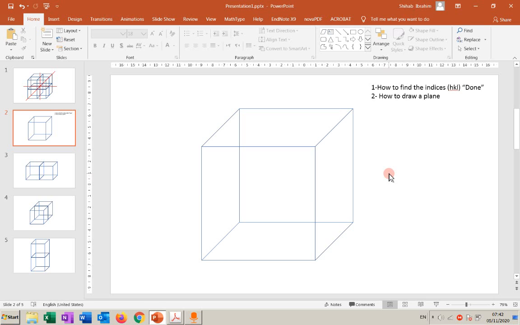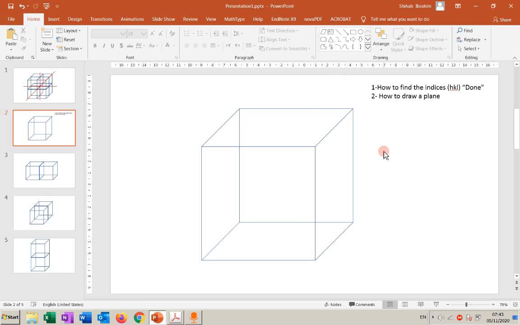Now how to draw a plane. To draw a plane, we'll reverse the calculation. We have the Miller indices, and we want to draw the shape in a unit cell. That's going to be beneficial for us when, in other videos, we talk about density. We need to know how to draw a plane in order to find density in that plane.